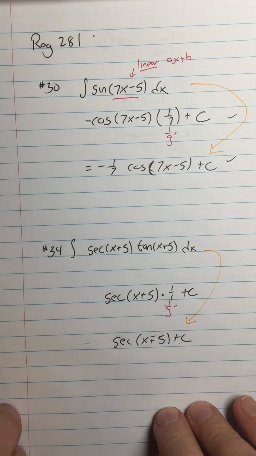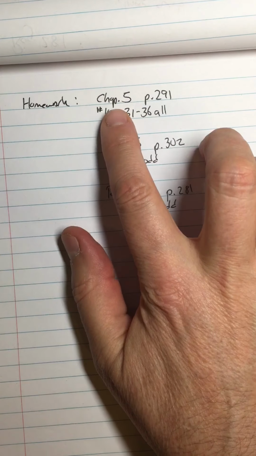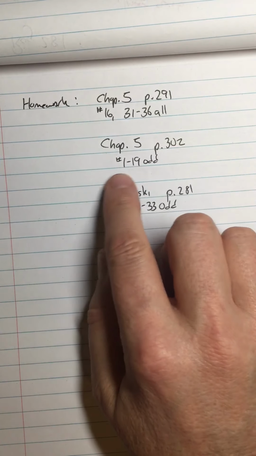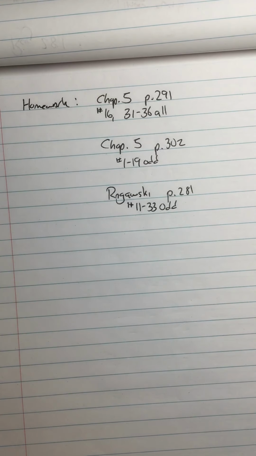That's it. What is the homework on this section? We're doing, in your book, Chapter 5, page 291, number 16, 31 to 36 all. Chapter 5, page 302, number 1 through 19 odd. That's all from our Orange book.